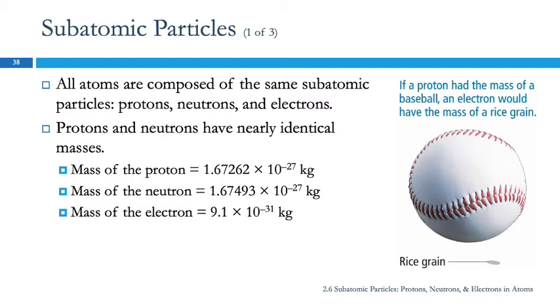Protons and neutrons are nearly identical in mass, and for our purposes, we can think of them as being the same. The mass of a proton and the mass of a neutron differ in the fourth significant figure here. They're both about 10 to the minus 27 kilograms. The mass of an electron is significantly smaller, almost 2,000 times smaller. So the relative sizes of these particles: the protons and neutrons would be like a baseball, and the electrons would be like a grain of rice. Much, much smaller.